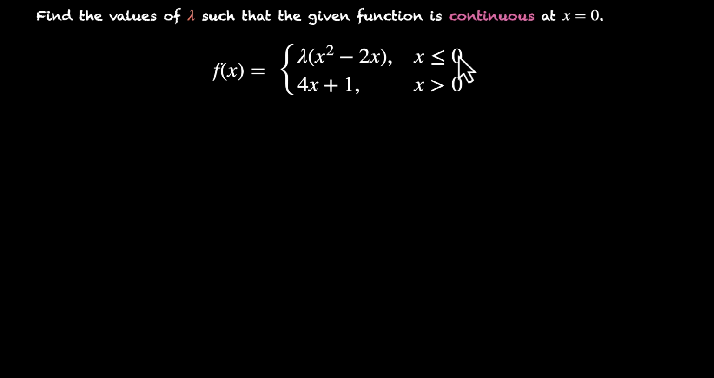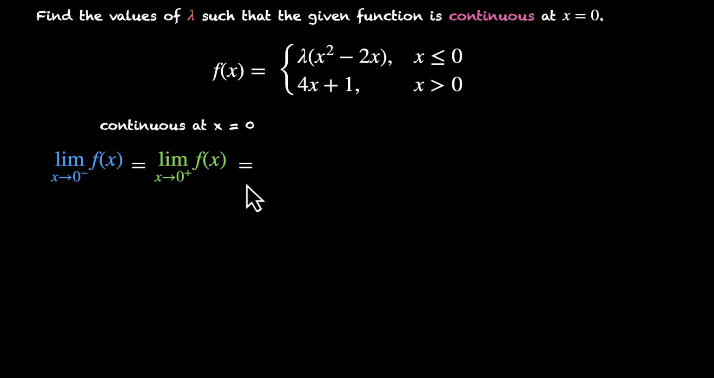Okay, so if the function is continuous at 0, this means its left hand limit is equal to its right hand limit is equal to the value of the function at x equals 0. So that's equal to f of 0. So let's find these things and equate them. So the left hand limit at x equals 0 will come from this definition. So we'll put in 0 here. That's lambda times 0 square minus 2 times 0. Wherever we have x, we put in 0.